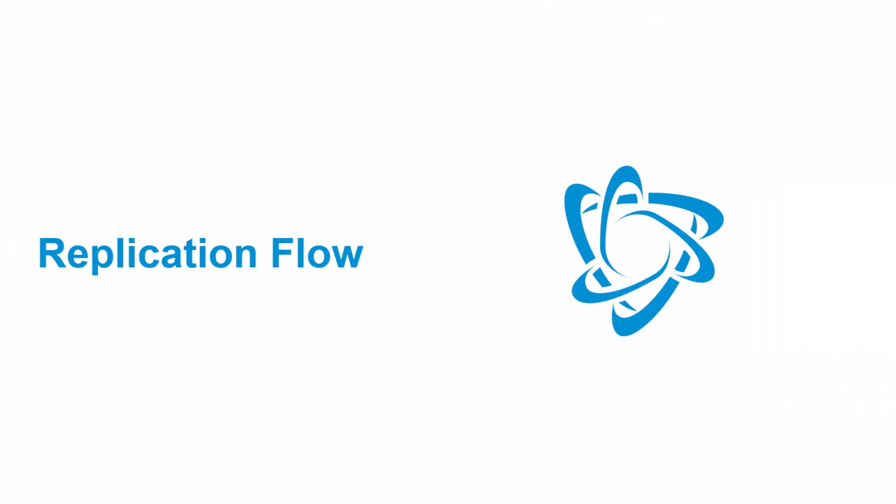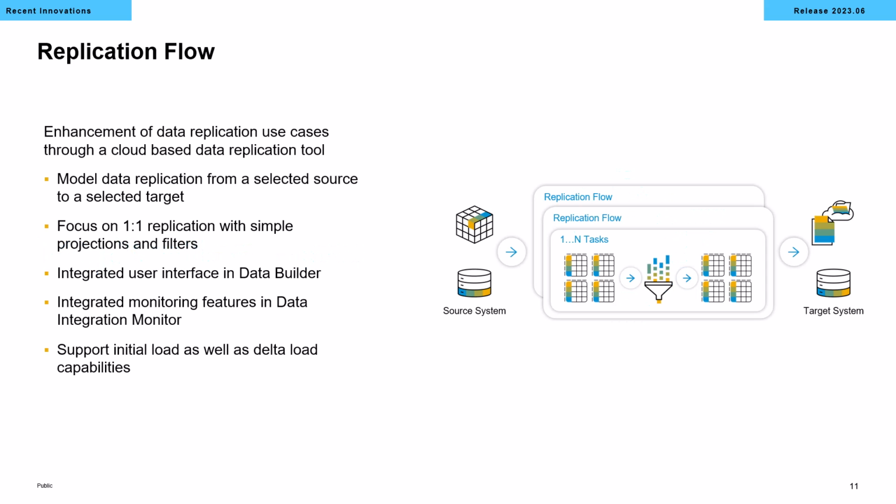Thanks, Jan. And replication flow is the next topic, which we delivered with the launch of Datasphere. And what is it about? The use case for this is really mass data replication from one source system to a target system. So the focus is on one-to-one replication. There are simple projections and filters possible, but not complex transformations. That's what the data flow is more used for.